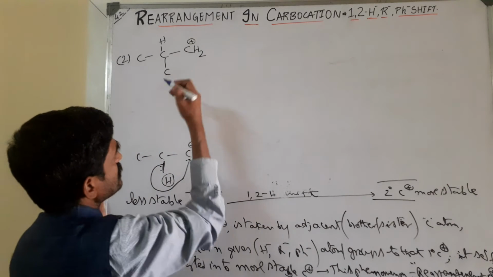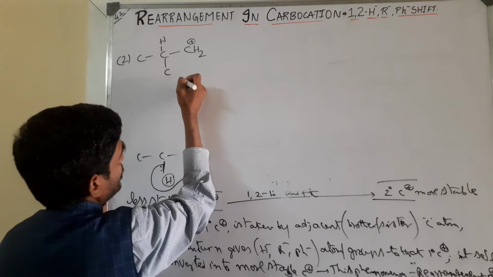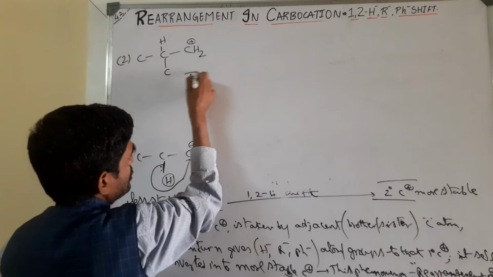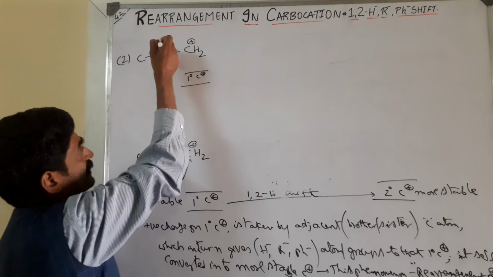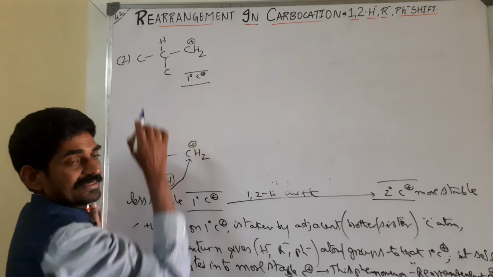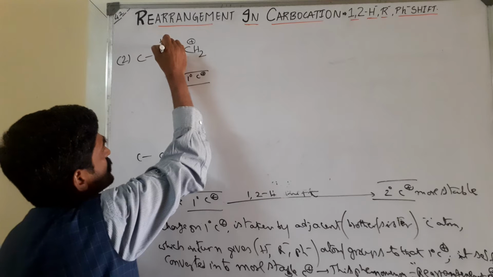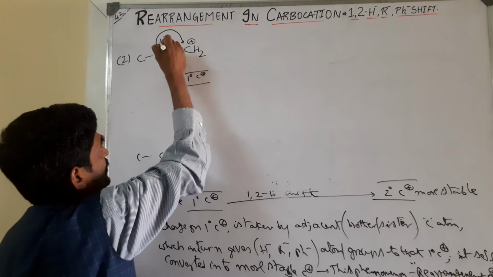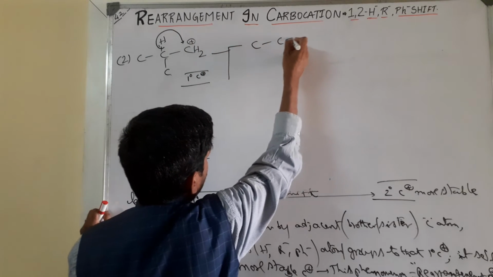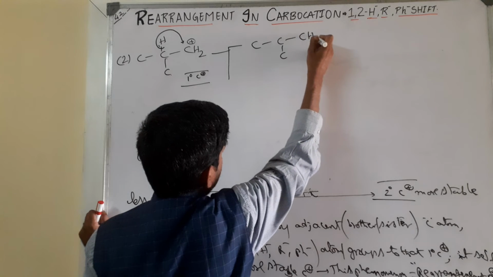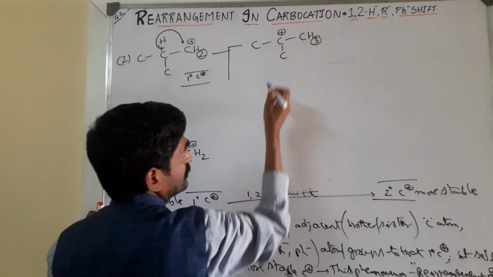Now, let's see how it rearranges. In this case, it is a primary carbocation, right? It is less stable. To become more stable, the adjacent carbon has a hydrogen atom and a methyl group also. So which will shift here? If the hydrogen is shifted from here to here, it takes up the 2 electrons and shifts here. Then what will you get? This carbon gets 3 hydrogens, 2 become 3, and this carbon gets the positive charge, right?